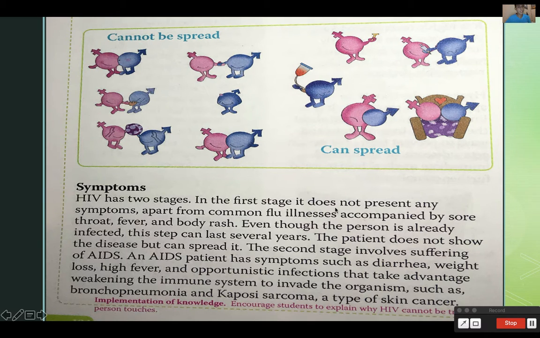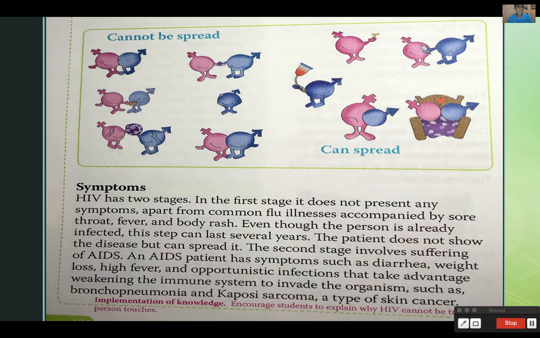In the first stage, it does not present any symptoms apart from common flu illness accompanied by sore throat, fever, and body rash. Al inicio, los síntomas del VIH no son tan notables, pero las personas pueden tener gripe acompañada por dolor de garganta, fiebre y tal vez comezón corporal. Even though the person is already infected, this step can last several years. Este escenario puede tomar varios años, hasta 5 años después. Entonces ven que es bastante delicado. The patient does not show the disease but can spread it. El paciente no muestra que esté infectado, pero sí puede esparcir la infección.